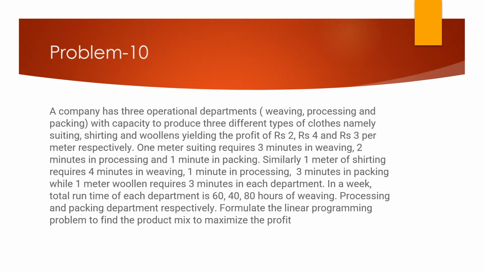Then they have given you the time for the three manufacturing processes, weaving, processing and packing, where the data is given that for 1 meter of shooting, you require 3 minutes in weaving, 2 minutes in processing, 1 minute in packing. Similarly, they have given data for shirting: 1 meter of shirting requires 4 minutes in weaving, 1 minute in processing, 3 minutes in packing. Similarly, for woolen, the data is given to you. So we use this data for constructing the constraints.